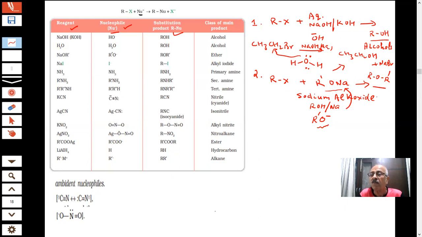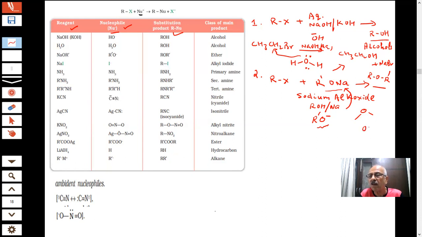It's a very important reaction which will be asked in the exam also. Williamson synthesis of ether. Williamson synthesis of ether is a very important reaction. It's going to be there. ROR' are ethers. If I write like this, what is the name of this? Methoxymethane.